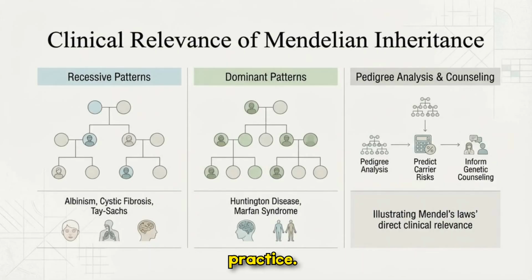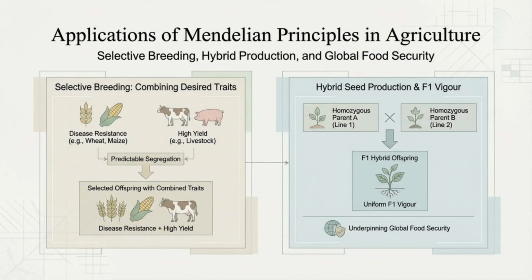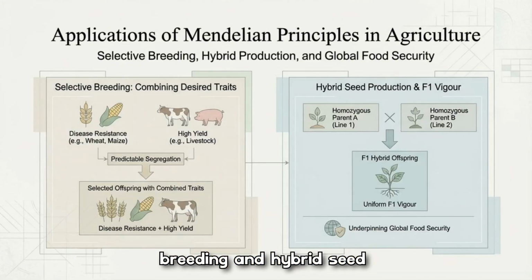practice. In agriculture, Mendelian principles enable selective breeding and hybrid seed production. Predictable segregation helps combine disease resistance and high yield, while crossing distinct homozygous lines produces uniform F1 vigor. These techniques have been essential for crop improvement and remain a pillar of efforts to enhance global food security.